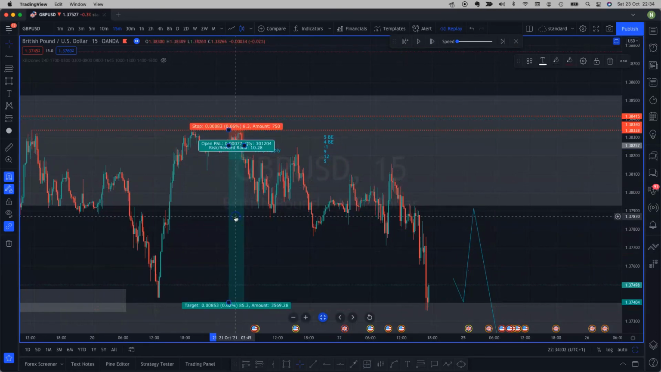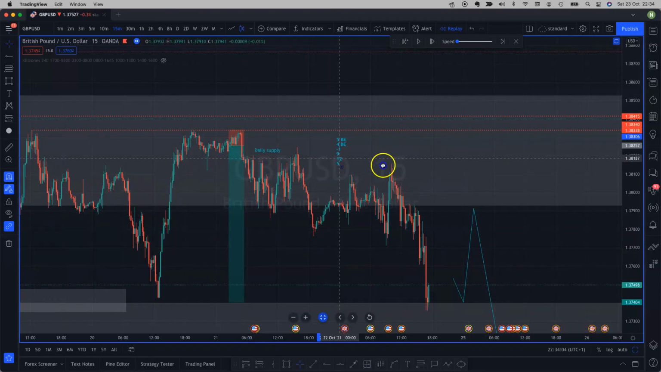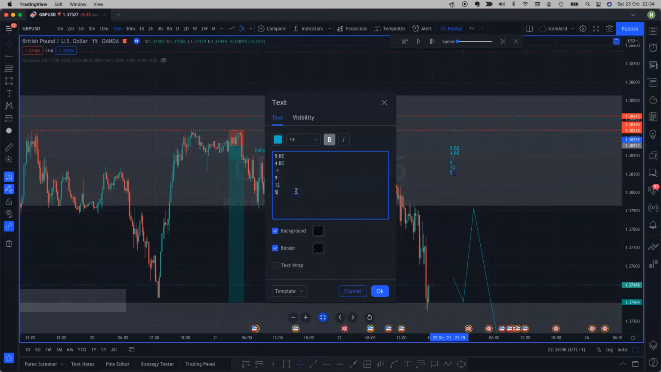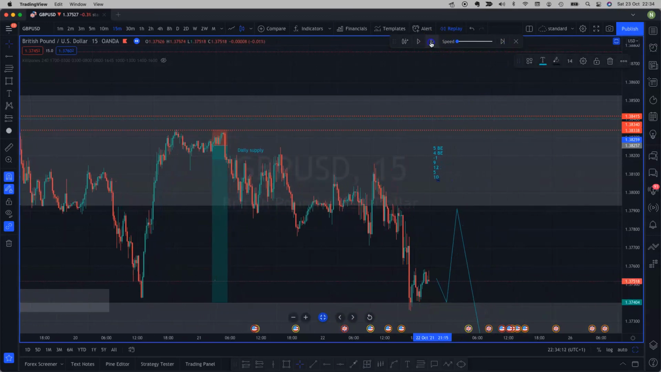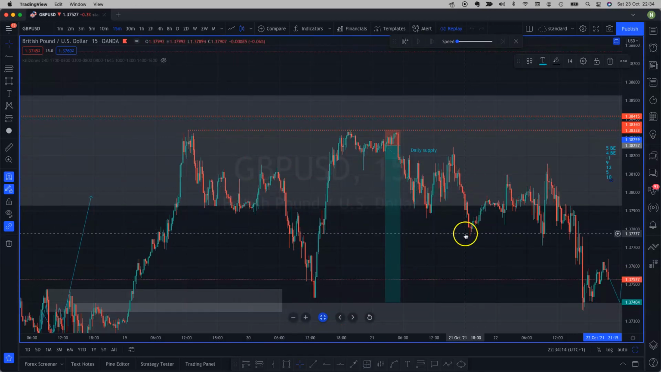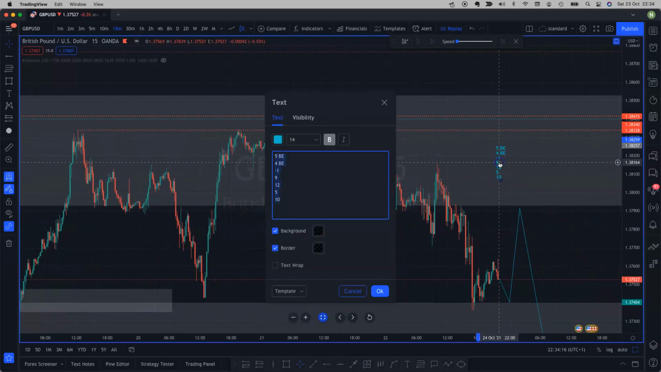Boom. Okay, 10R. Right, and I think that is the week done. Yeah, okay, great week. Right, so let's put it together. So we've got 5 plus 4 minus 1 plus 9 plus 12 plus 5 plus 10. We are 44R, ladies and gentlemen.